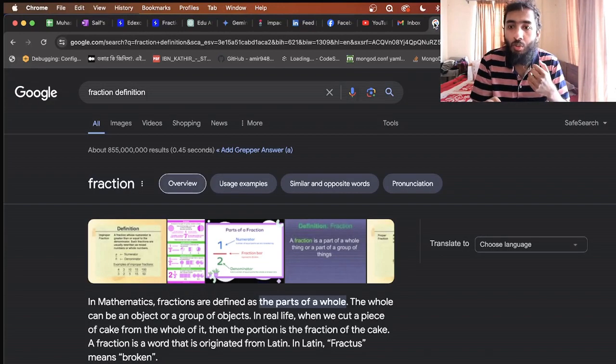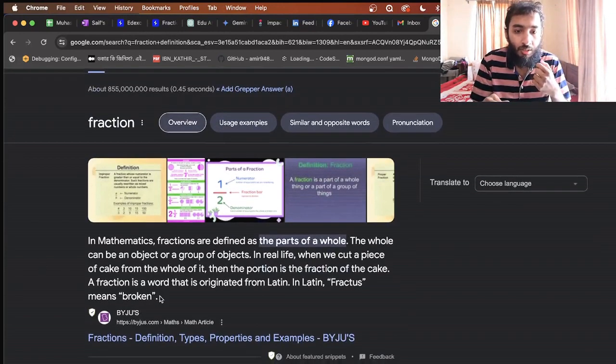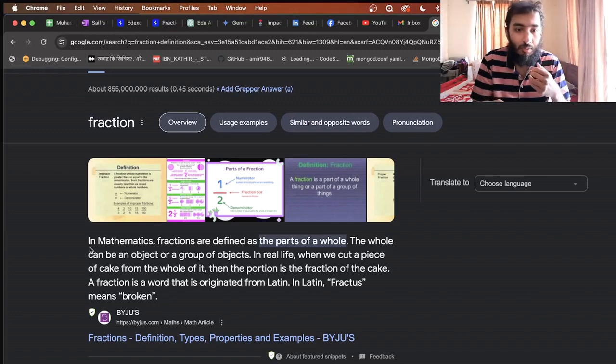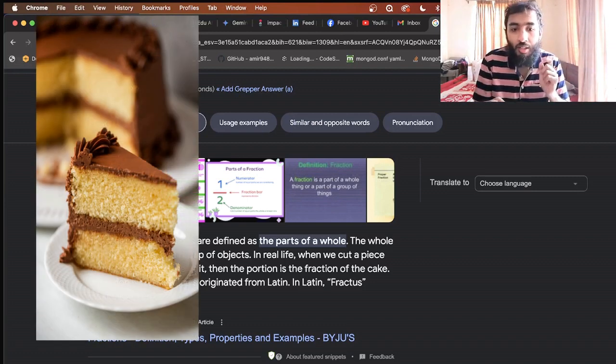So if I go to Google and just type fraction definition, the first sentences that come up are: in mathematics, fractions are defined as parts of a whole. So fraction essentially means partial or part of a whole. It gives a real life example. It can be an object or a group of objects. In real life, we can cut a piece of cake from the whole of it.